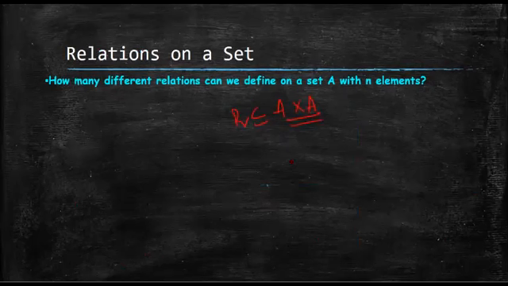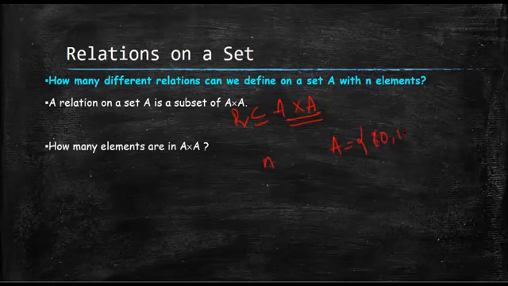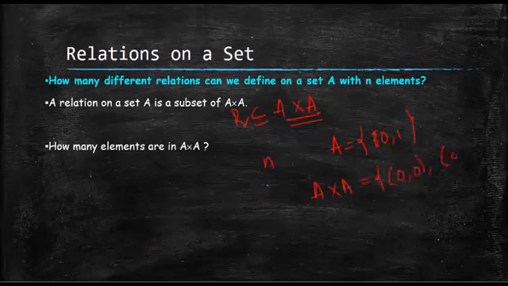So let's see that. A relation on a set A is a subset of A cross A. How many elements are in A cross A? If we have n elements in A, then how many elements will be there? Let's take an example. If the set A consists of 0, 1, then what will be A cross A? A cross A will be 0, 0, 0, 1, 1, 0, 1, 1.